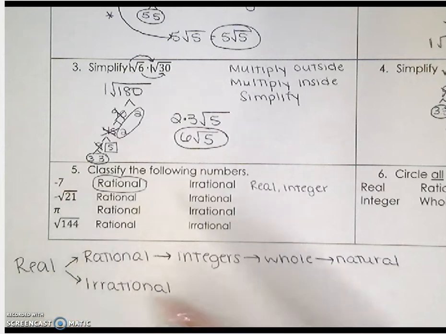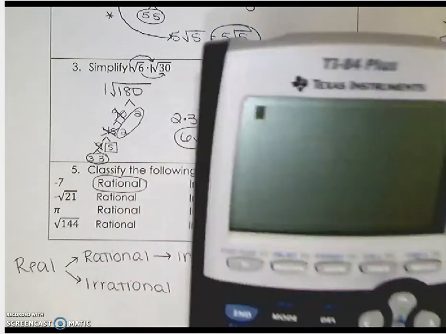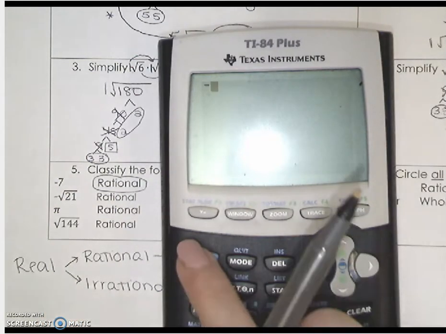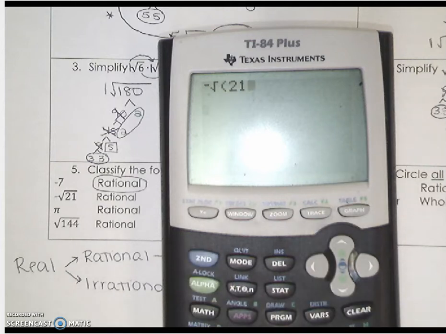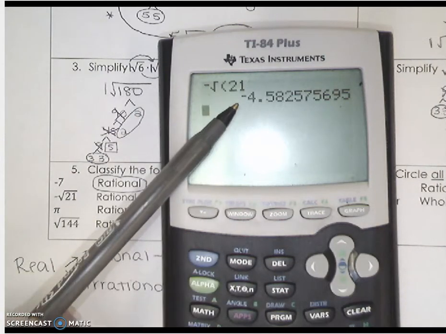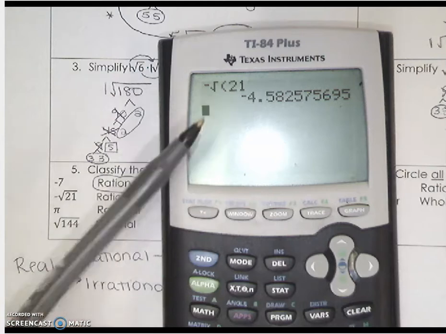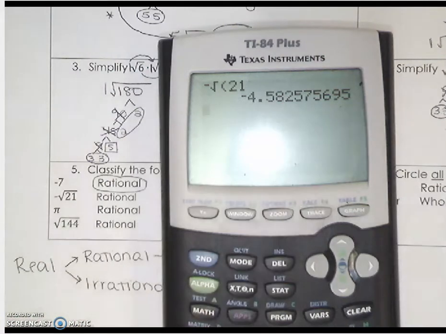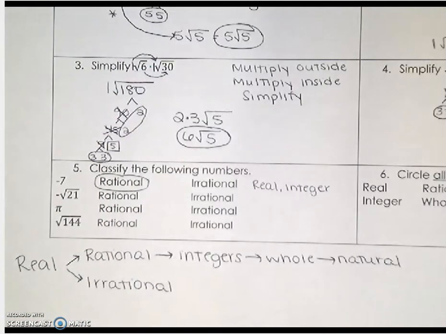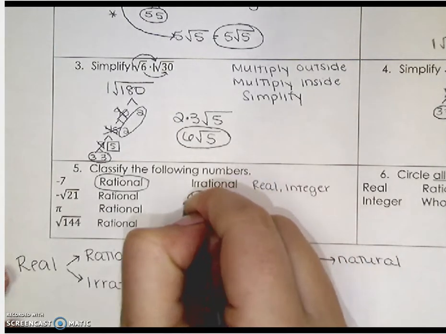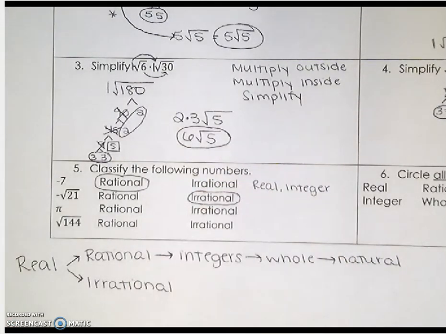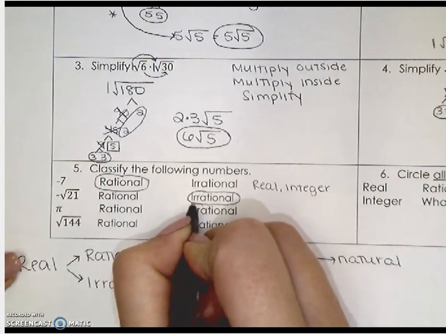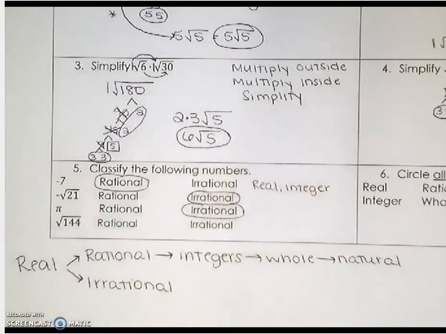Negative square root of 21. I'm not sure what that would be, so I'm going to type it into my calculator. Negative square root of 21, and I'm going to hit enter. Negative square root of 21 is negative 4.5825, and so on. Because it's an ugly decimal, I know that it is irrational. Pi. Pi is irrational. That's the easiest one to remember.